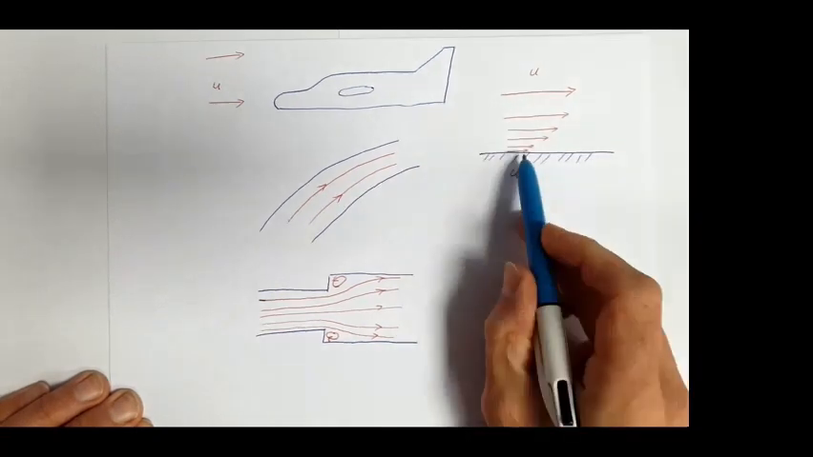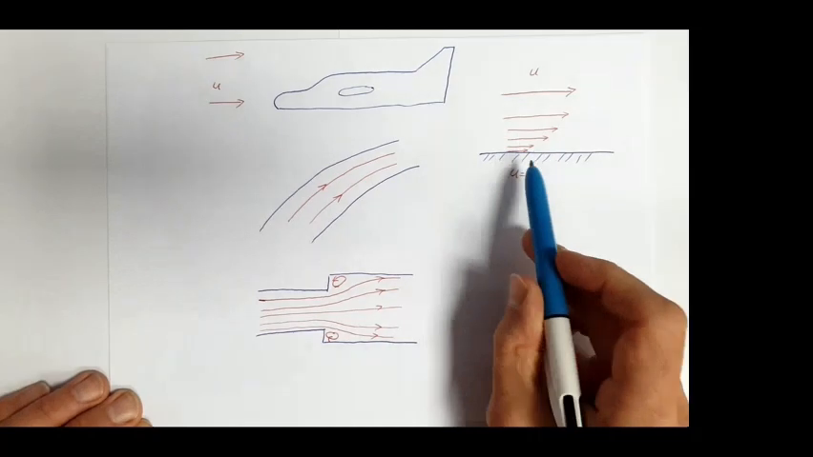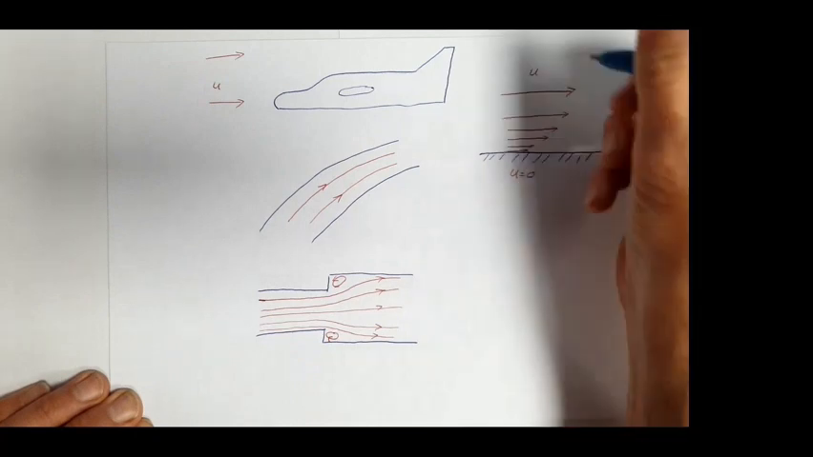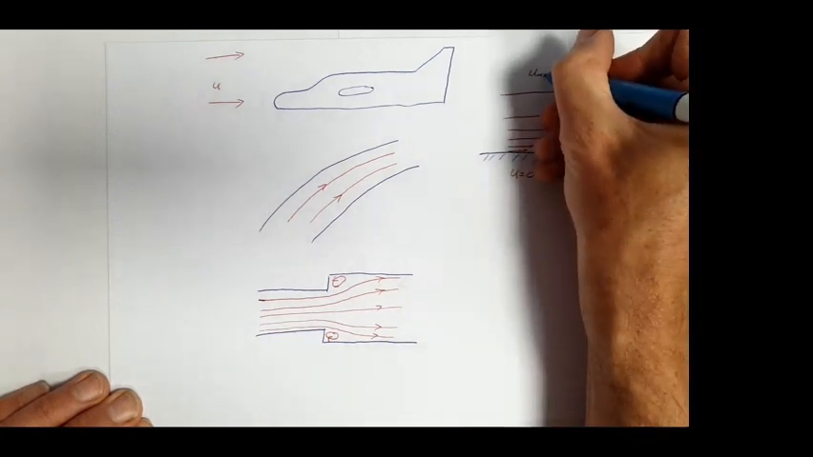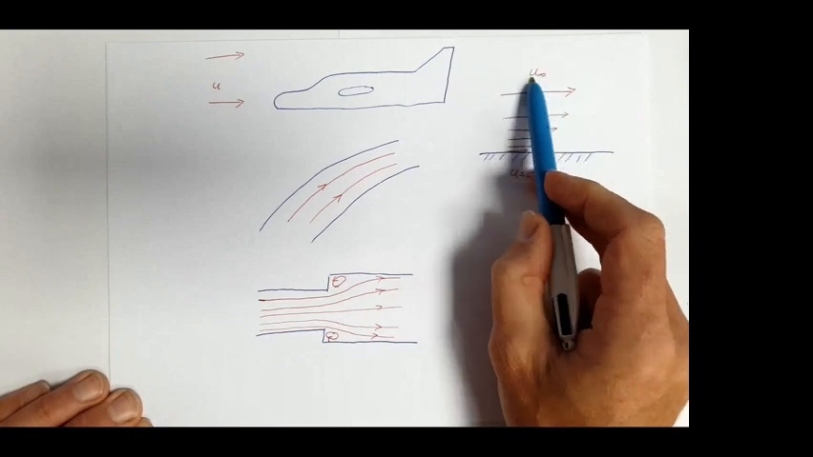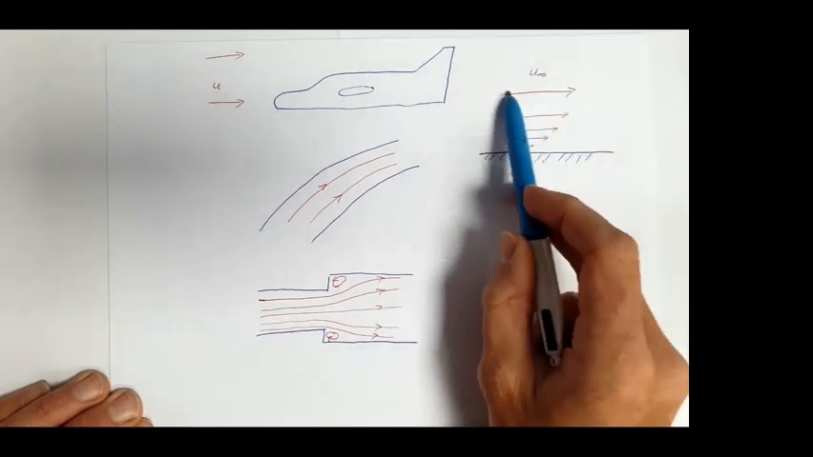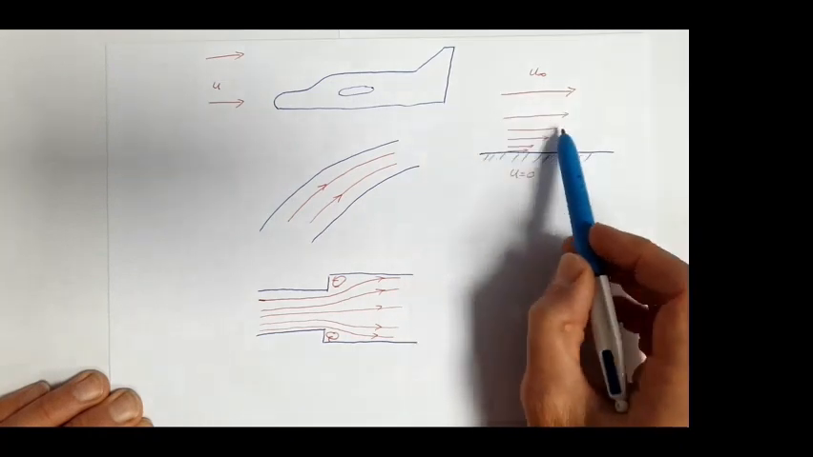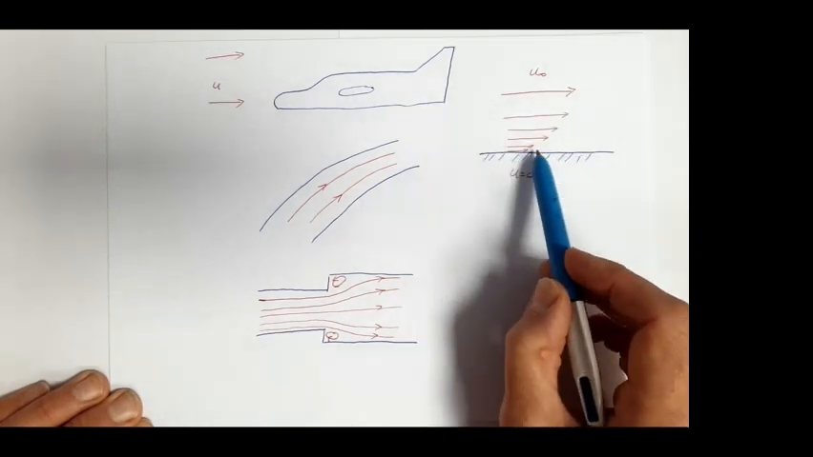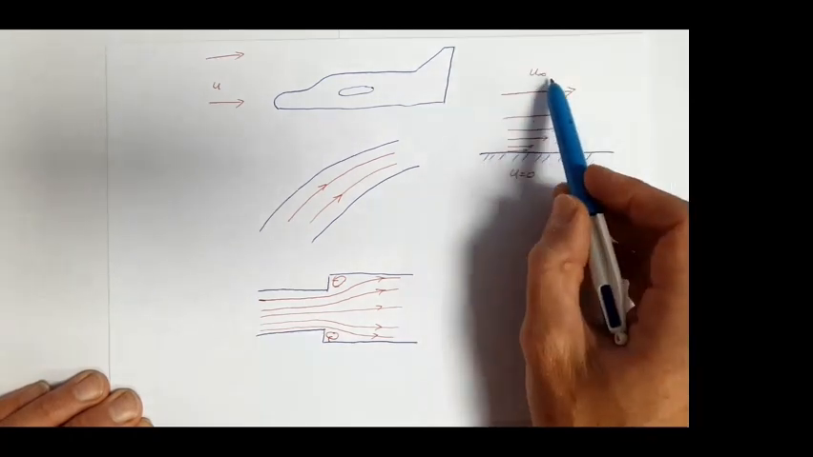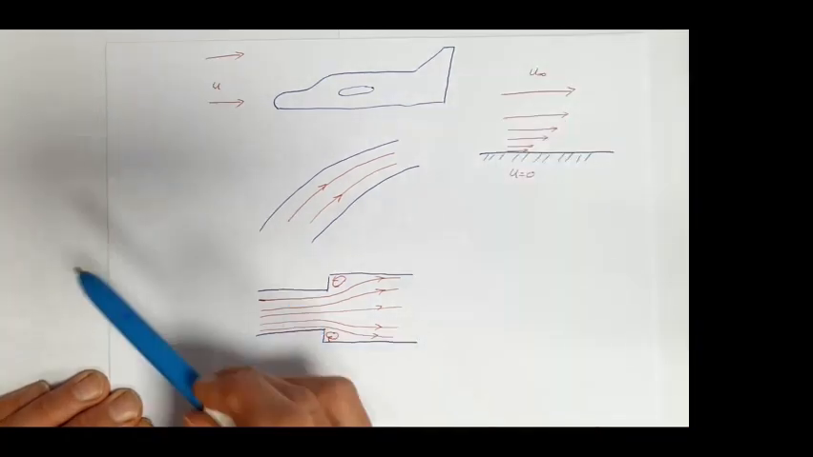because our molecules are touching the wall and the wall is stationary, so therefore the molecules must be stationary. So u equals 0 at the wall. Sometimes we refer to this as u infinity, so u at an infinite distance away from the wall, our free stream velocity. And you can see we're using vectors there to represent the velocity of the fluid flow. 0 at the wall, free stream velocity away from the wall.